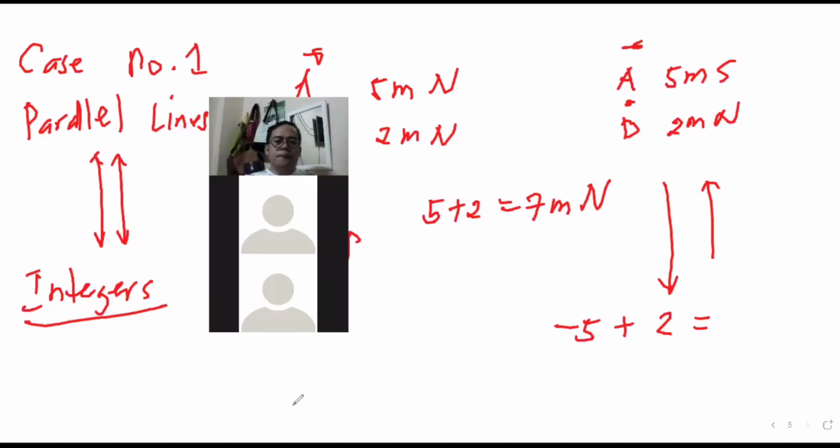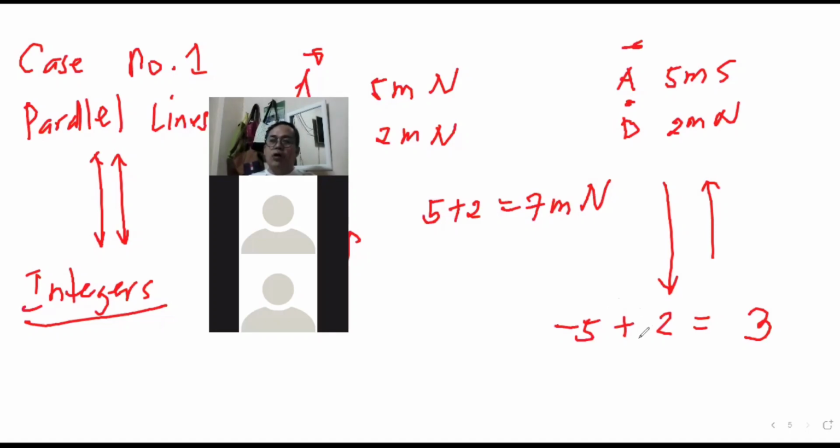Subtract, sir. Correct, we subtract. So 5 minus 2 becomes 3. And how can we decide for the sign of the integer, of the number? Elika, how do we decide? Follow the bigger absolute value, sir.